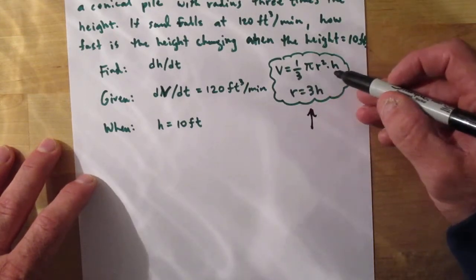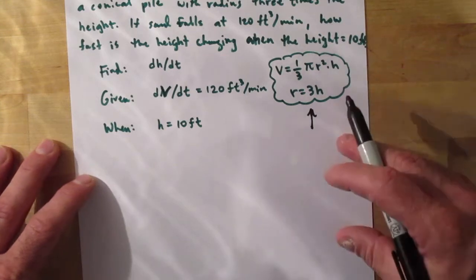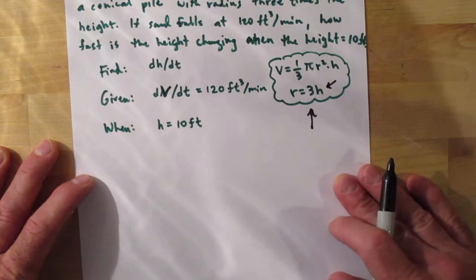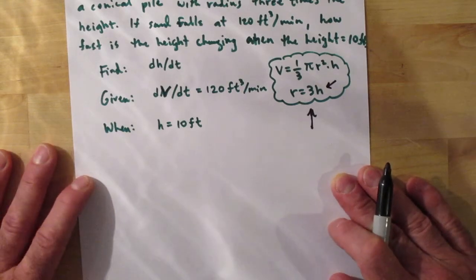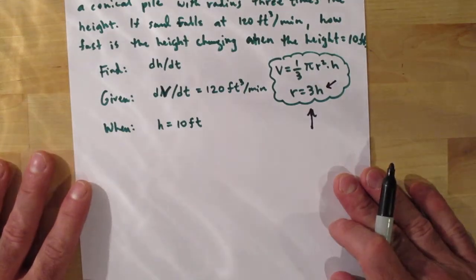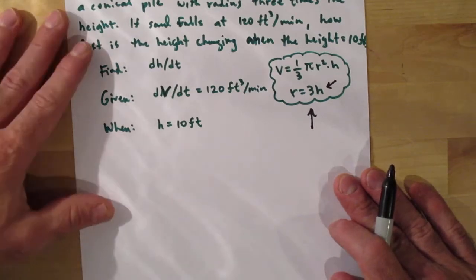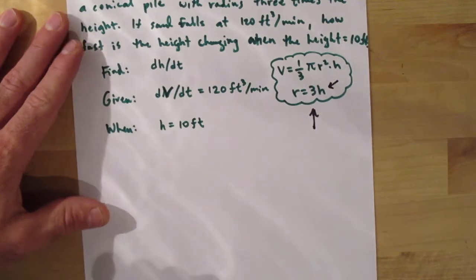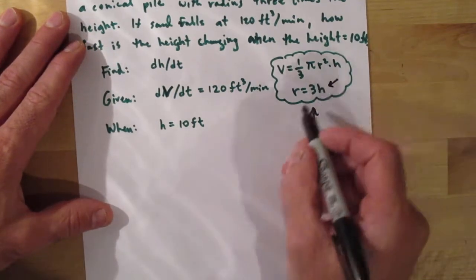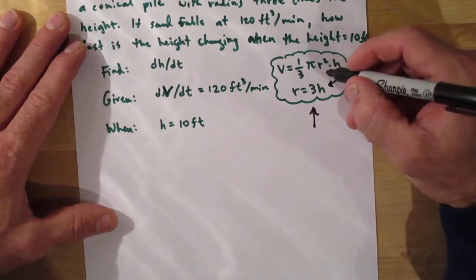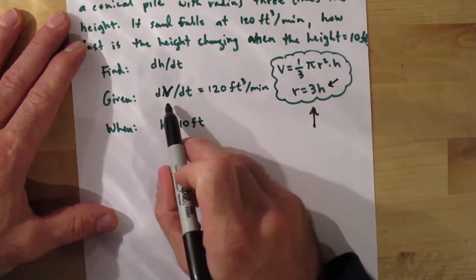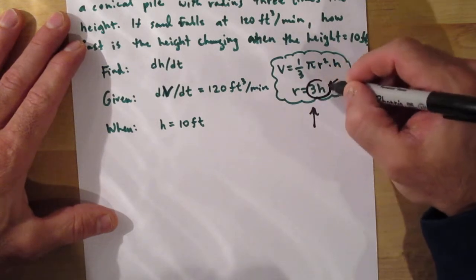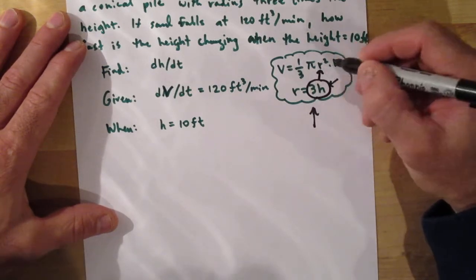Okay, a couple critical items here. Equation for the volume of a cone, 1/3 pi r squared times h, as well as r equaling 3 times h. So we're seeking dH/dt, we're given dV/dt, and we want to know what dH/dt is when h equals 10. Okay, so let's take the volume formula, and since we want to know dH/dt, we're going to get rid of r. So we're going to take 3h and we're going to plug it in for r.